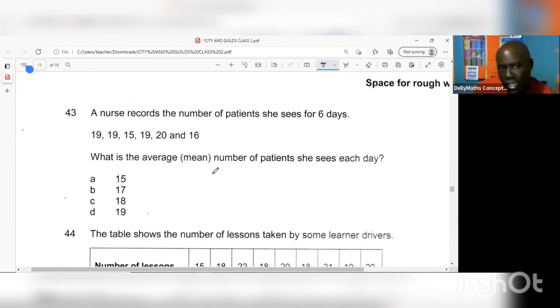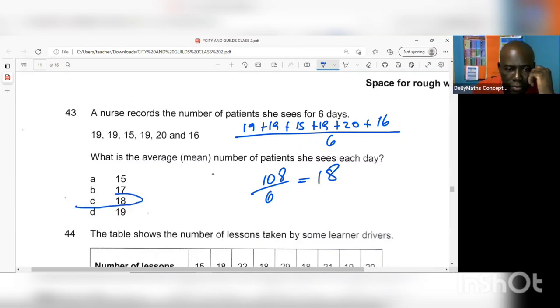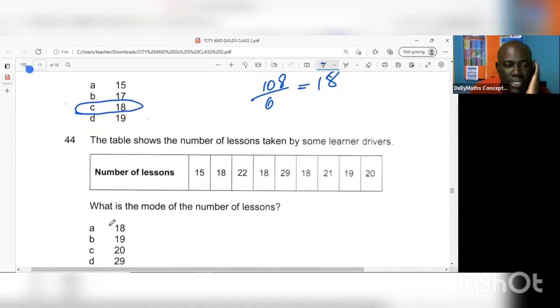A nurse records the number of patients she sees for 6 days. So we're looking at 19, 19, 15, 19, 20, and 16. What is the average, which is the mean number of patients that she sees every day? We want to add 19 plus 19 plus 19 plus 15 plus 20 plus 16, and divide by 6. This comes up to 108. We divide that by 6 and we get 18. So on average, she sees 18 patients.